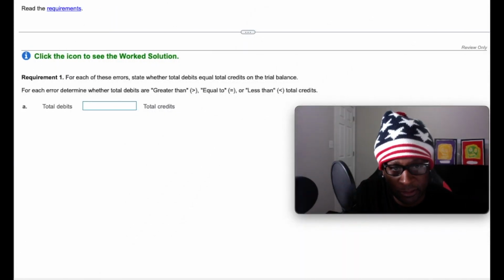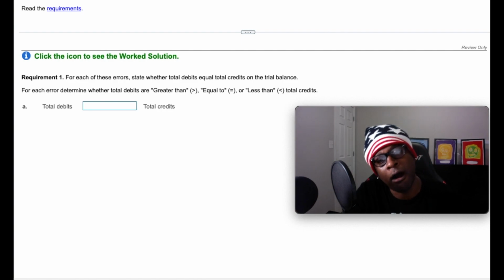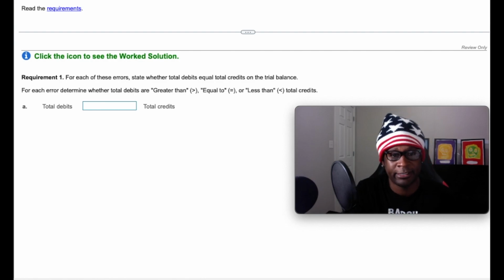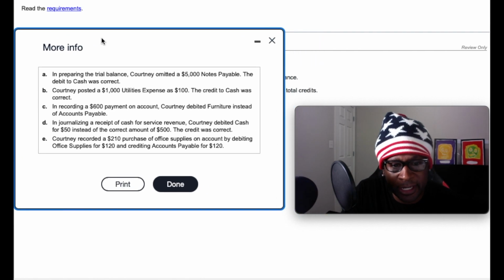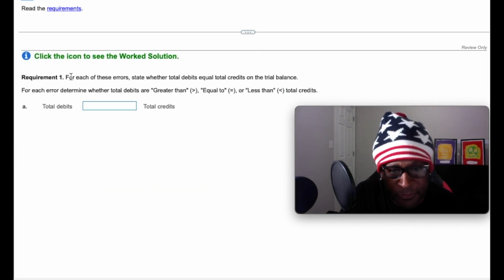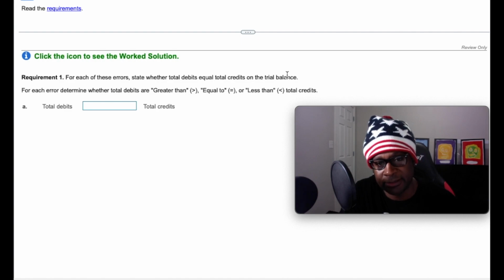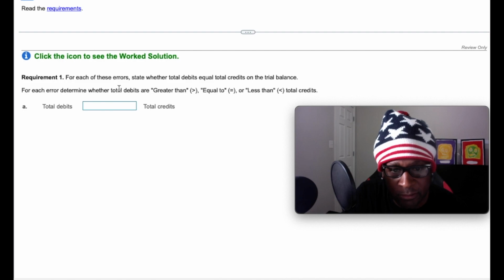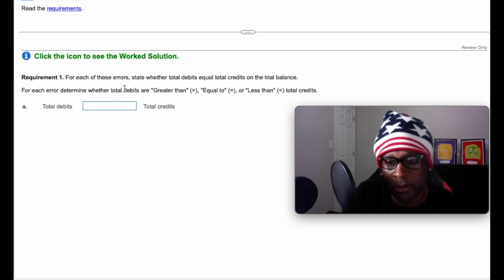So it tells us Courtney Mahan has trouble keeping her debits and credits equal. During a recent month, Courtney made the following accounting errors. So we have 5 different errors that she did individually in terms of journalizing. Okay? And it says for each of the following errors, state whether the total debits equal the total credits on the trial balance. Gotcha. For each error, determine whether the total debits are greater than, equal, or less than.